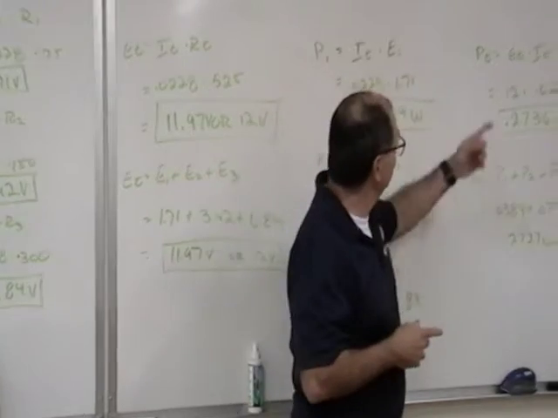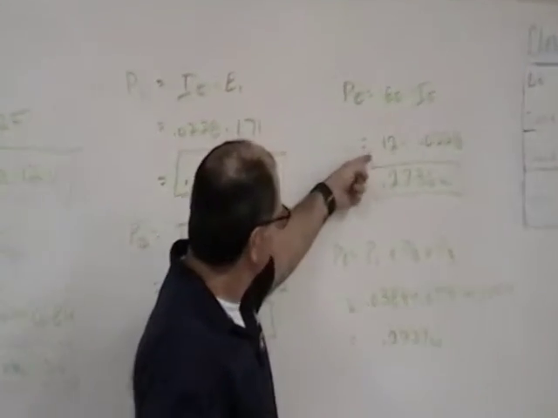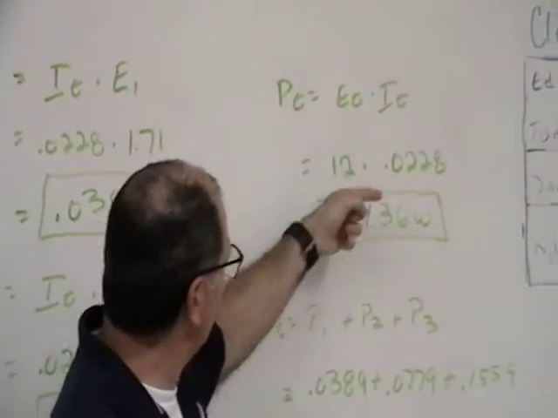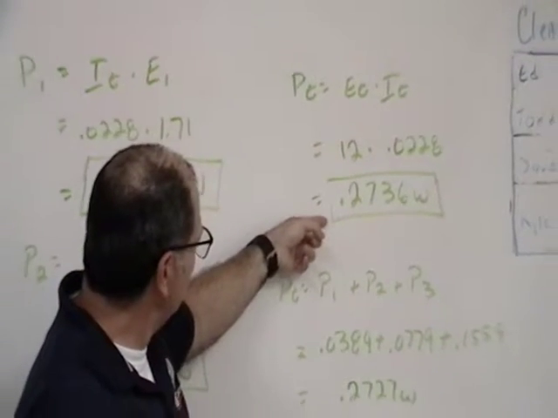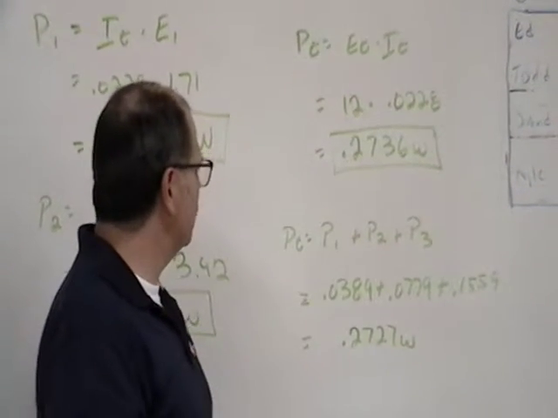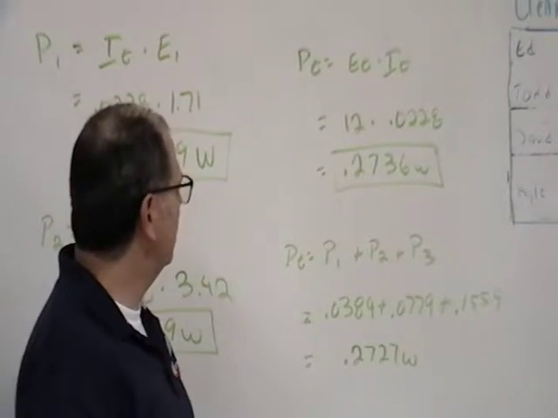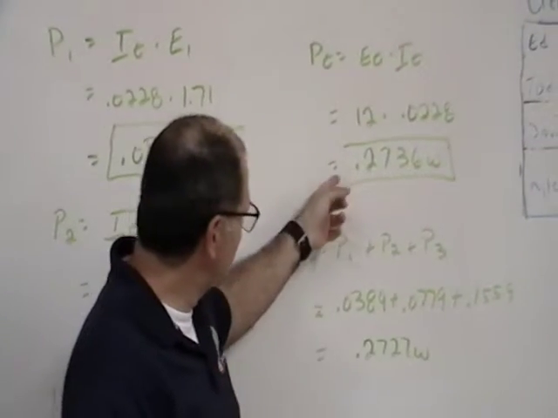So if we look over here, here's our total power. Take your total voltage times your total current, and we get a total wattage of 0.2736 watts. 12 times 0.0228 gives us this value.